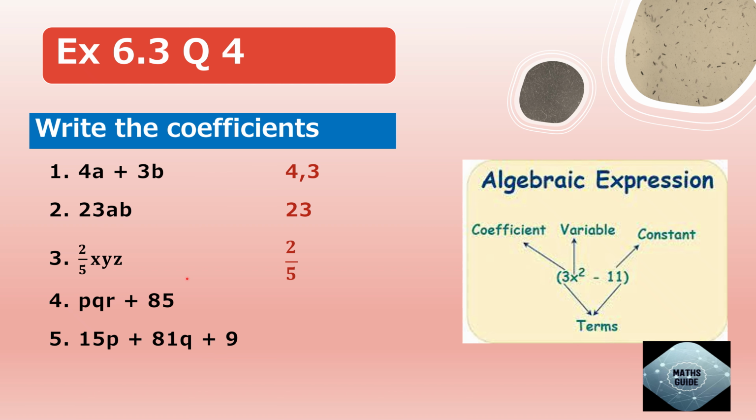In third part 2 by 5 is coefficient. In fourth part we have 1 as a coefficient because 1 is not written in algebra with any variable, but it is always present with the variable. So here in fourth part the coefficient is 1, whereas 85 is constant. Now we have 15, 81. Both are coefficients and 9 is constant.